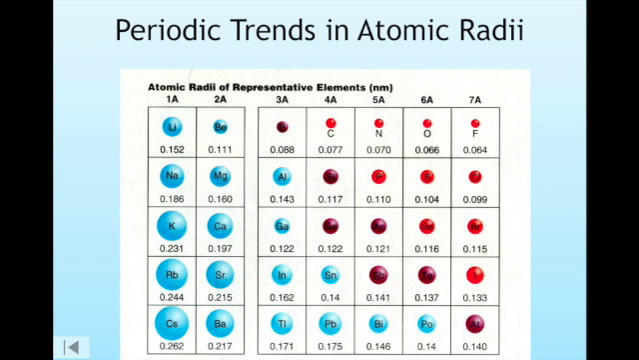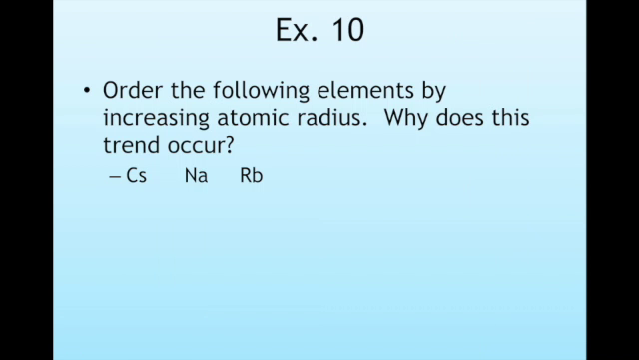All right. So again, these are the trends that we are just illustrating. It's getting smaller as we go across, and getting bigger as we go down. So down each group, it's getting larger. As we go across, it's getting smaller. So here we go, here's your chance. Order these elements by increasing atomic radius, so small to the left, bigger to the right. Why does this trend occur? I'll give you guys a minute to do that.